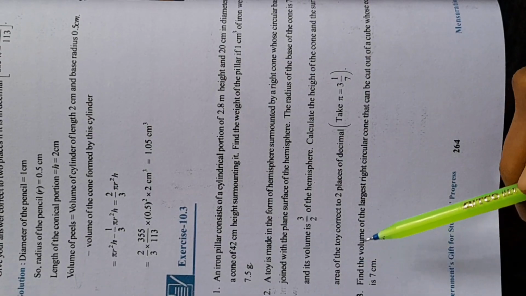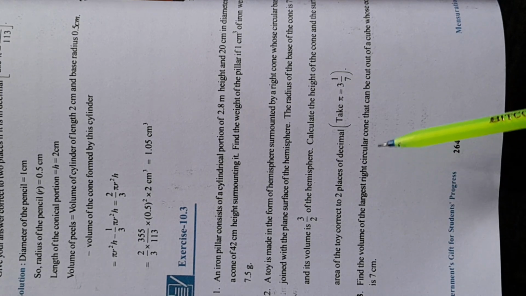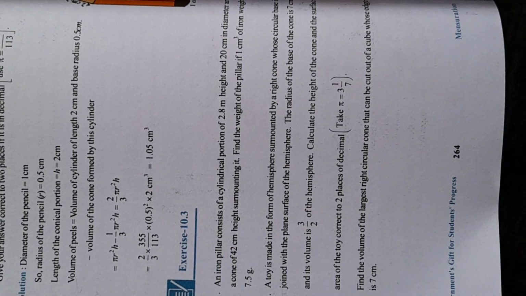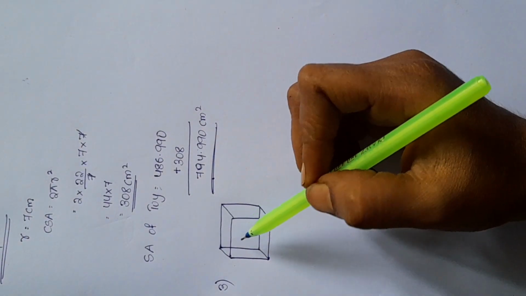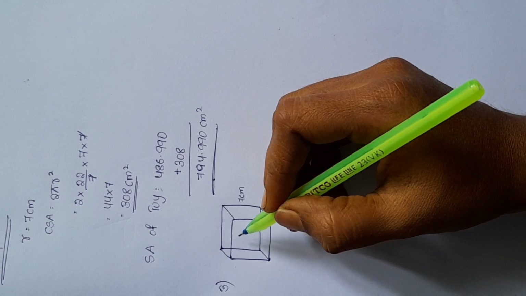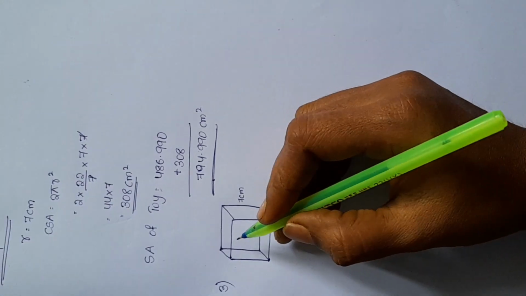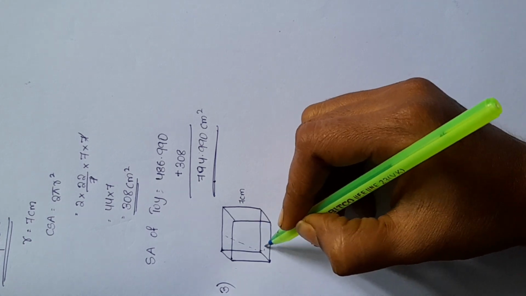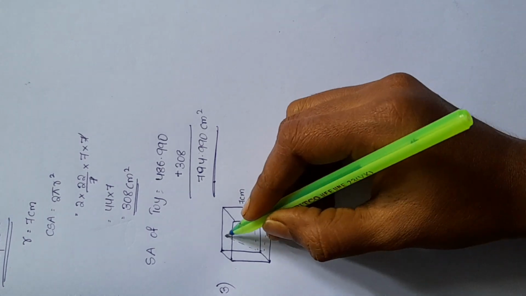Third question is, find the volume of the largest right circular cone that can be cut out of a cube whose edge is 7 centimeters. According to the question, let us consider the cube of edge 7 centimeters. From this, a right circular cone of largest volume should be cut. So, the cone will be in the form of this.